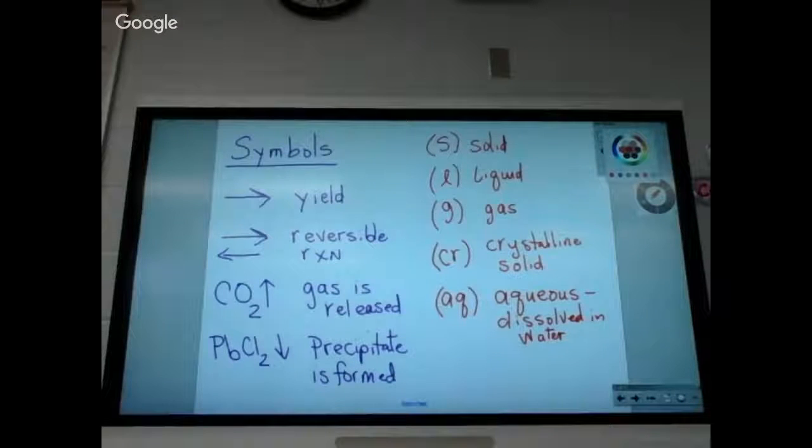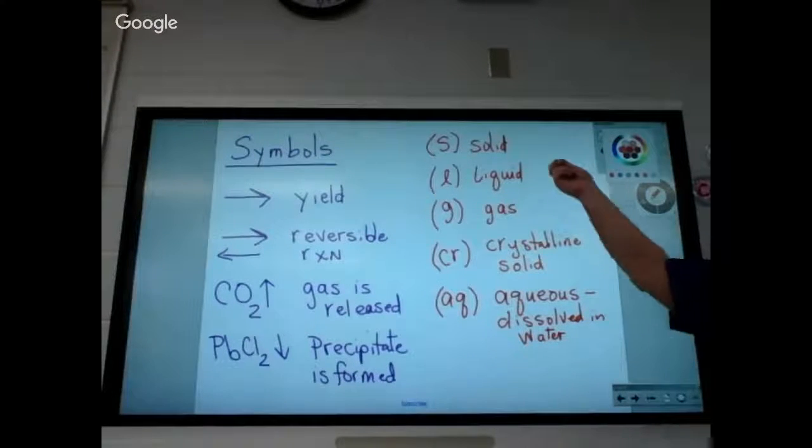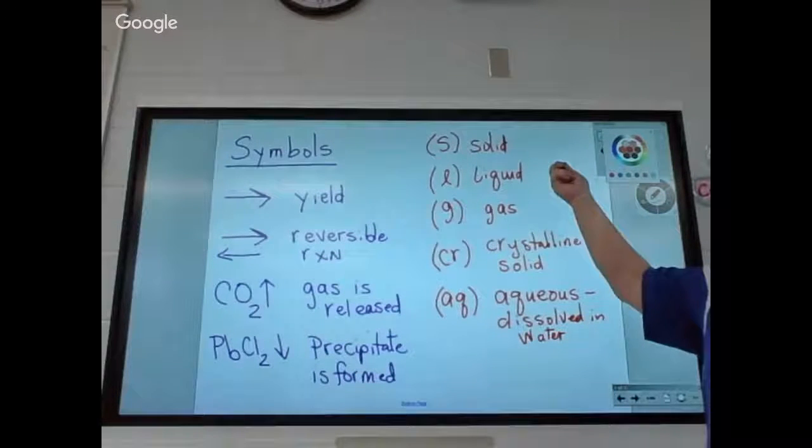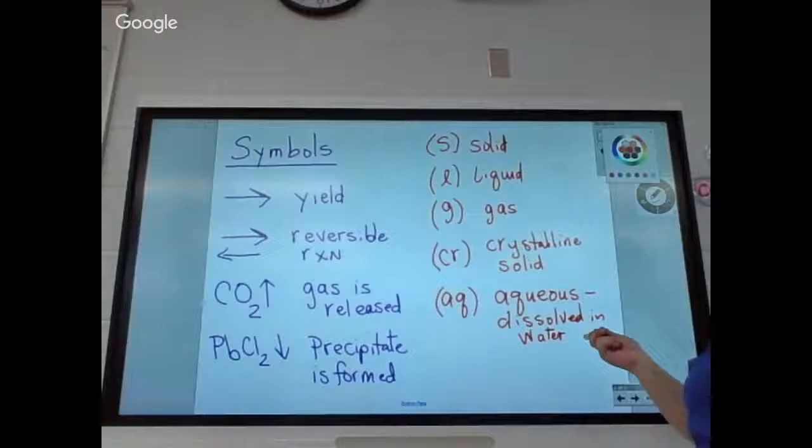If you like Gatorade, Kool-Aid, whatever contraption they're serving down there in the cafeteria, it's aqueous. It is dissolved in water. We all drink aqueous liquids unless we're drinking plain what? Water. Water is the only one that fits here. Most of us drink this.